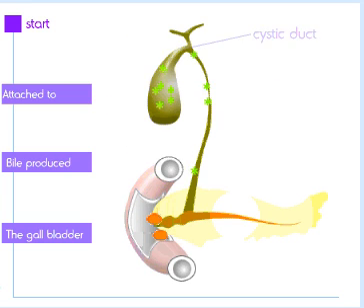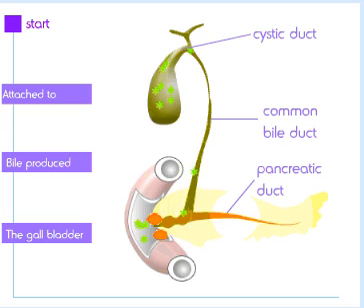When needed for digestion, bile travels through the cystic duct into the common bile duct. This unites with the pancreatic duct to empty bile into the duodenum. Bile flow is under the control of the hormone cholecystokinin and enters the duodenum through the sphincter of Oddi.